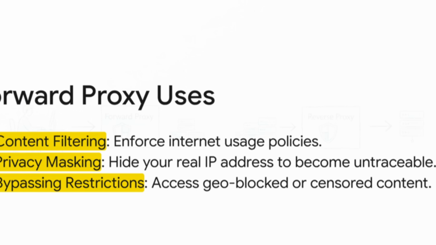And that brings us back to our first question. This is exactly how your office blocks Facebook. They use a forward proxy to filter all outbound traffic. But that's not all. People use them all the time for privacy, to hide their real IP and stay anonymous. And of course, to get around those annoying geo-blocks on streaming services. It's all about you, the client, controlling your own traffic.